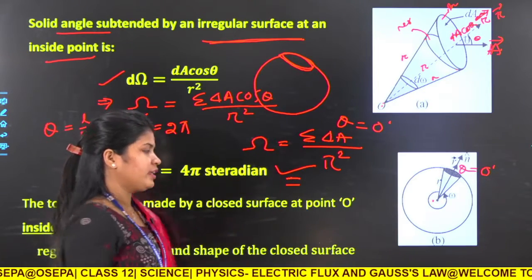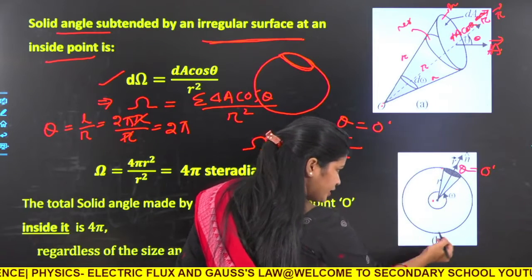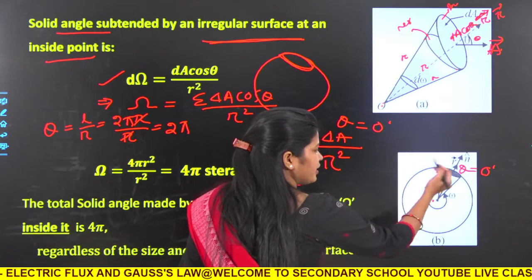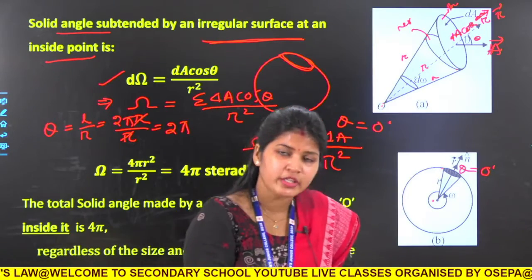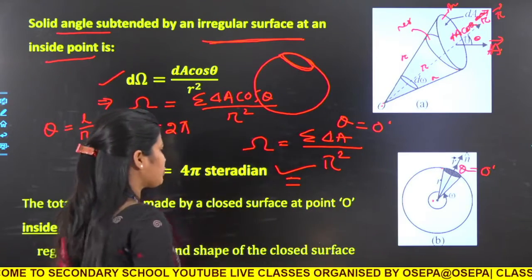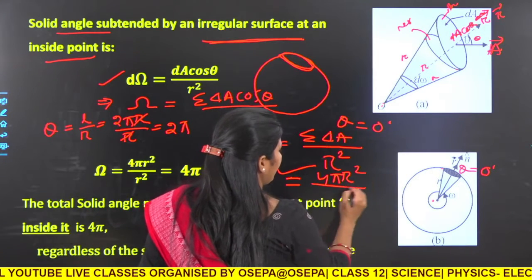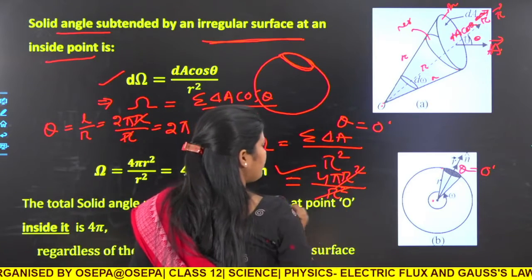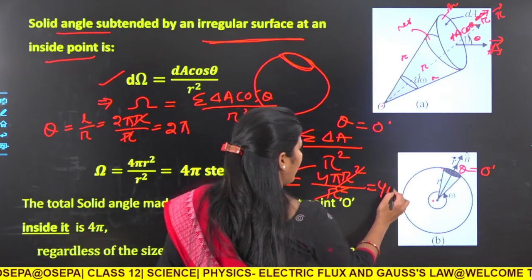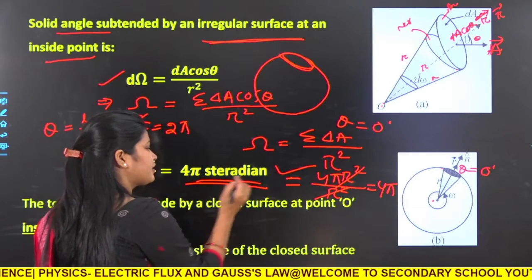Summation of delta A. See this. So this is the area element delta A. When we consider all the area elements, that is the area of the sphere. What is the area of the sphere? That is 4 pi R square. So 4 pi R square by R square. Cancelling R square, we will get 4 pi. So omega is 4 pi steradian.